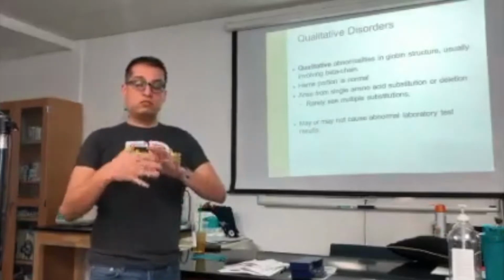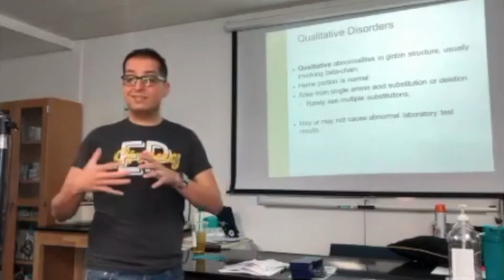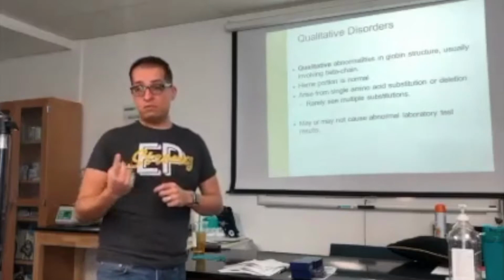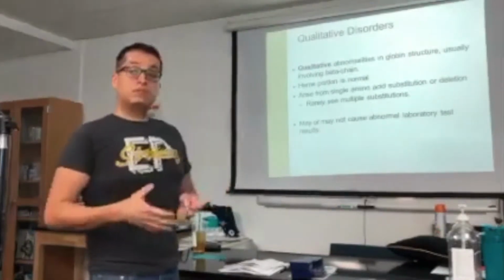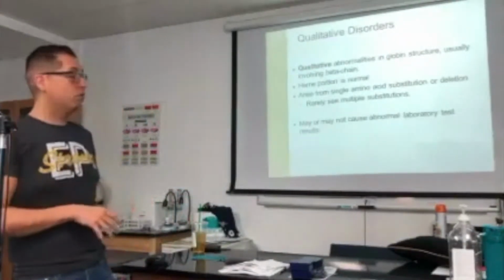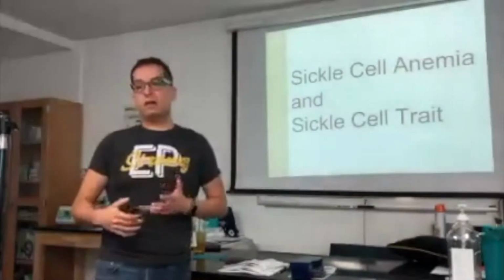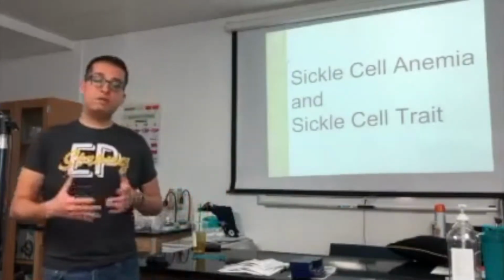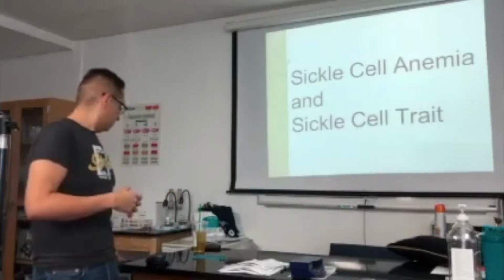Remember when we were talking about those globin chains, sometimes they are like 146 amino acids long. So it's just one of those amino acids that's abnormal, and it creates an abnormal hemoglobin, and that's what we see in these hemoglobinopathies. It may or may not cause abnormal laboratory test results. The most important hemoglobinopathy that we're going to see is sickle cell. We have two main kinds: sickle cell trait and sickle cell anemia.